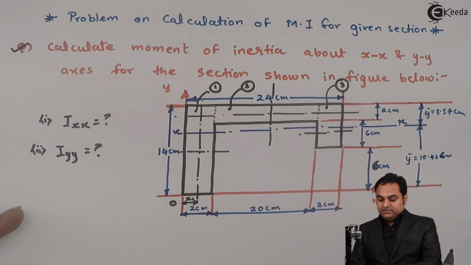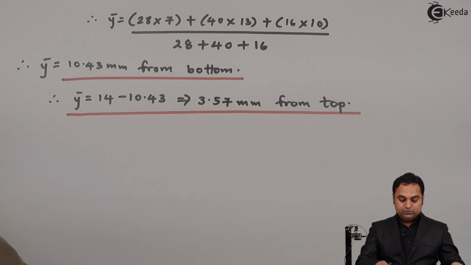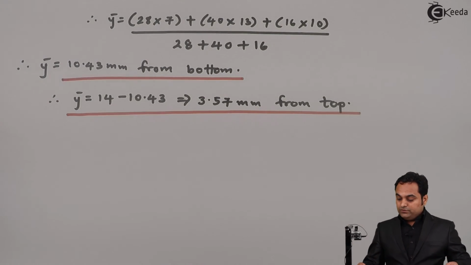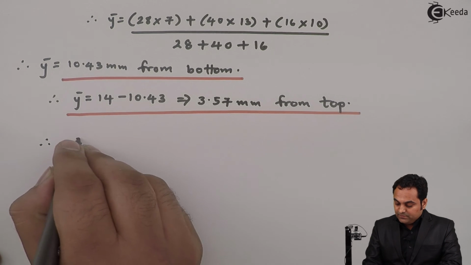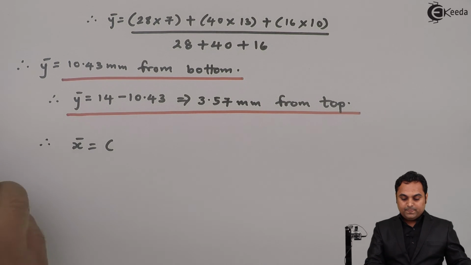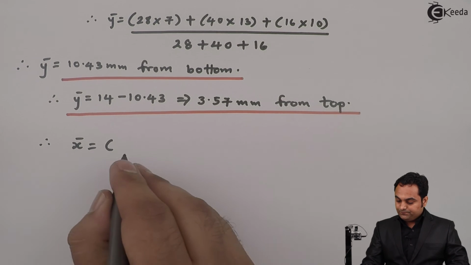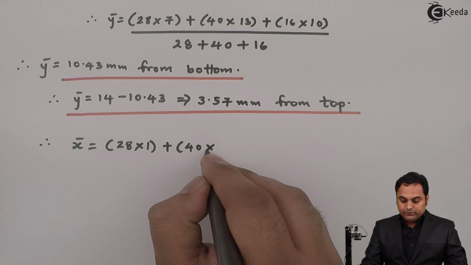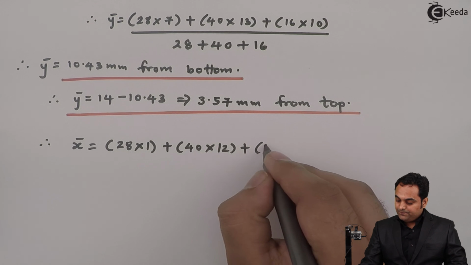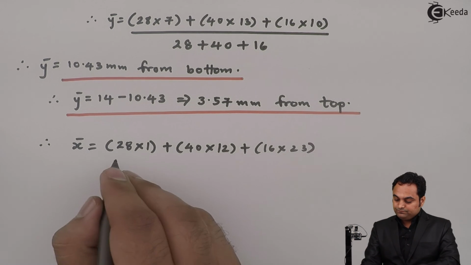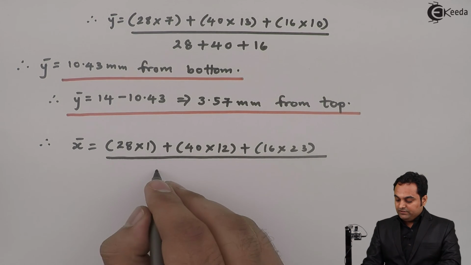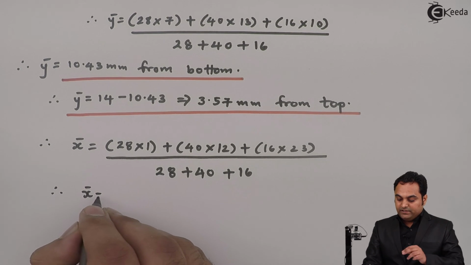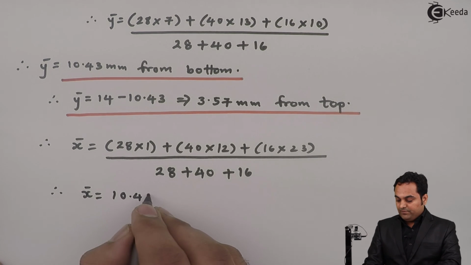Now we have to locate the y-axis, and for that we have to put the values in equation 2. So in equation 2, we were having x bar, so I'll put all the values here. Therefore x bar is equal to a1 into x1. a1 was 28, x1 1, plus a2 into x2 was 12, plus a3 into x3 is 23, divided by area 1 plus area 2 plus area 3. So here I get x bar and my answer is 10.43 mm.